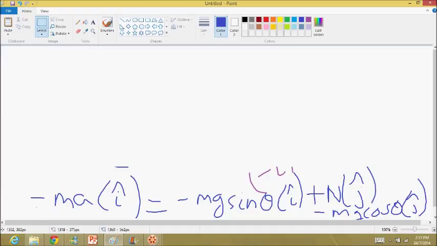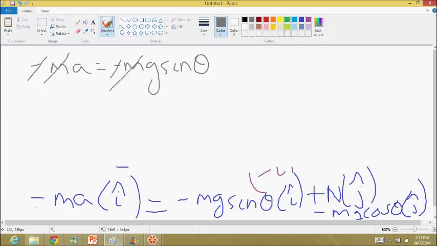So we need to separate it into the i and j directions. So we write all our i terms first. So we have minus ma and minus mg sine theta. Those are the only terms in the i direction. And when we simplify, we'll see the minus sign will cancel and the m will cancel. And we get that a is equal to g sine theta.